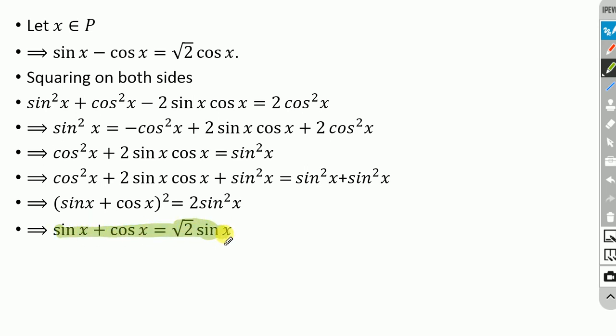We can observe that if sin x plus cos x is equal to root 2 sin x, then x must belong to set Q. We have taken an element in P and we have seen that x is satisfying the equation sin x plus cos x is equal to root 2 sin x. That means x belongs to Q. So we have taken an element of P and seen that it belongs to Q, which implies that P is a subset of Q.